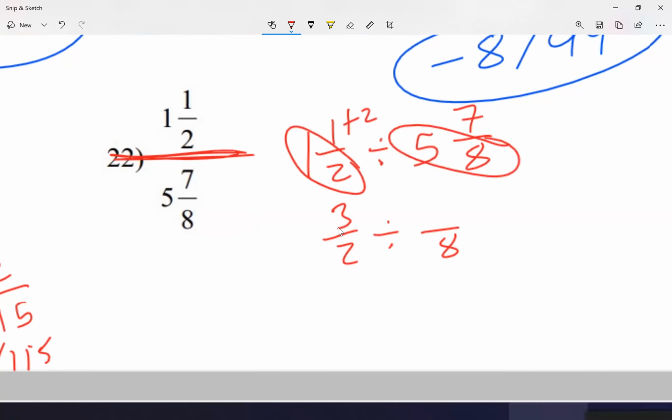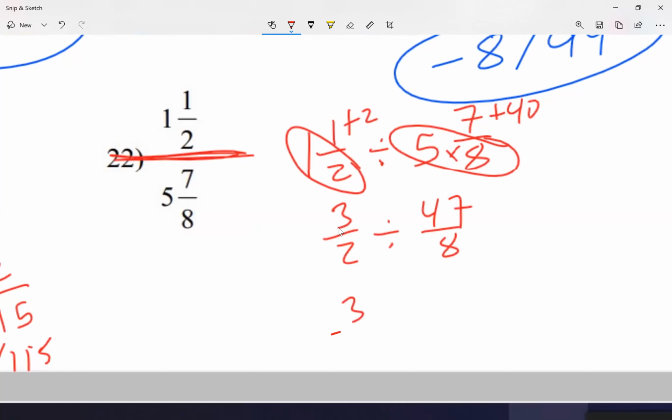Let me multiply this. 5 times 8, that's 40. Let me add the 40 to the top. So I have 47. So from division, let me go to multiplication. I have 3 over 2 times 8 over 47.